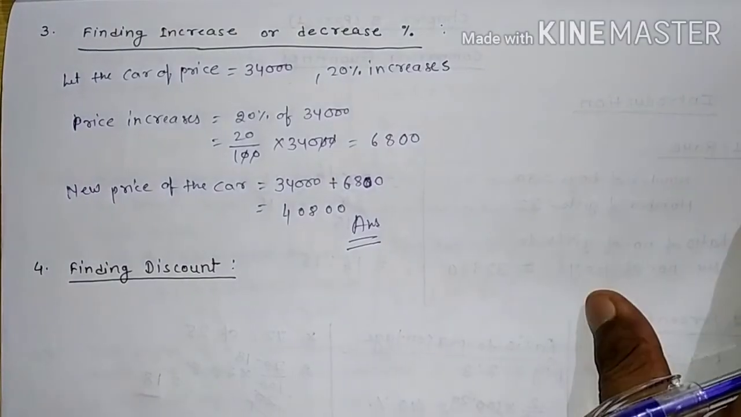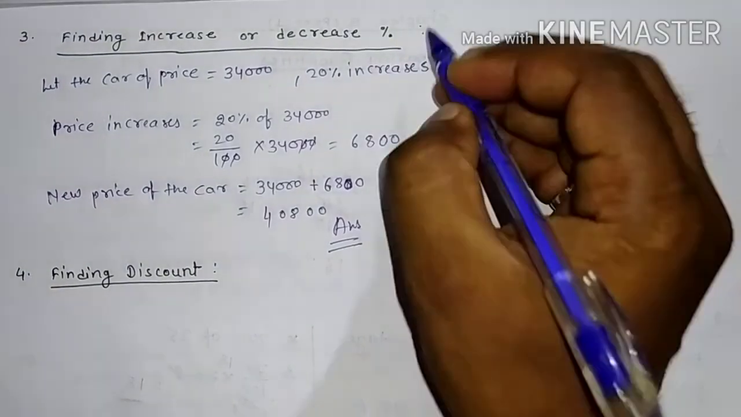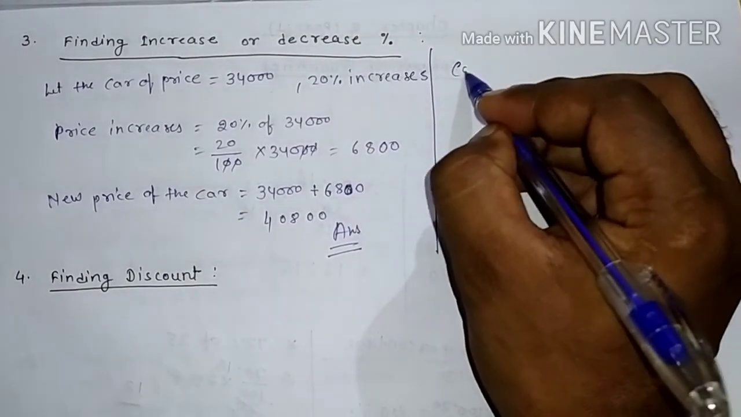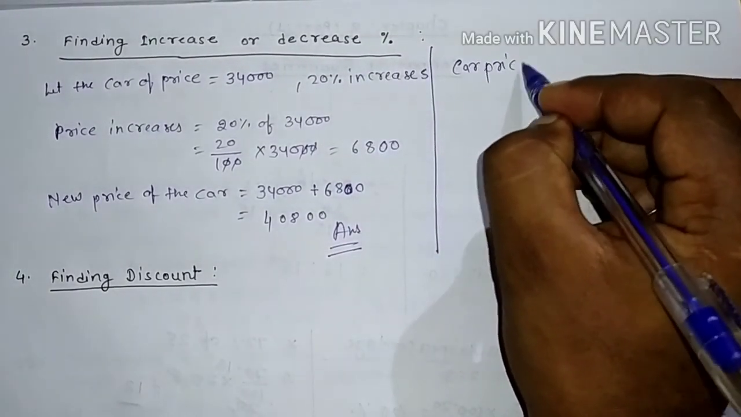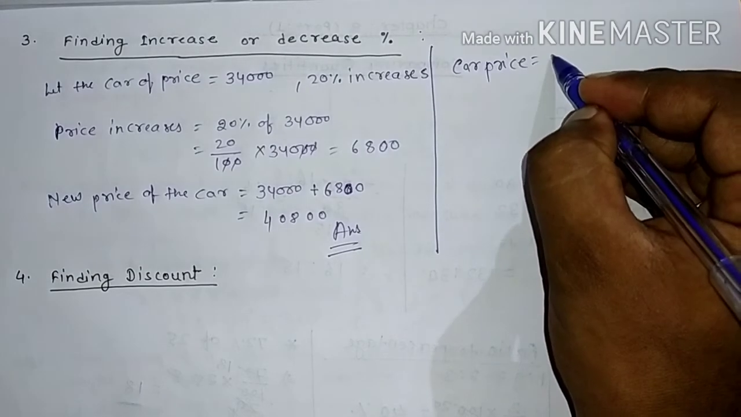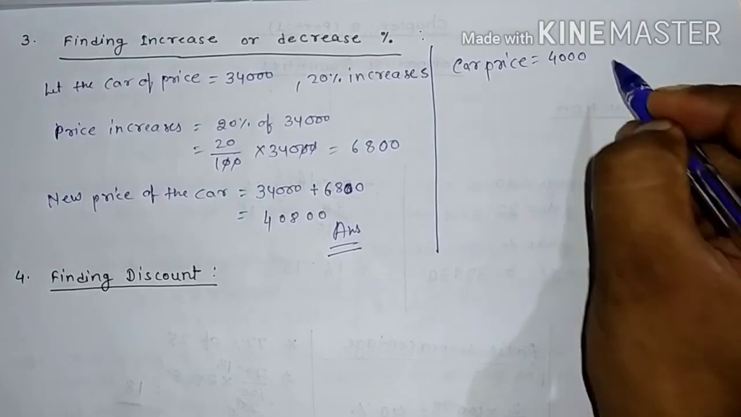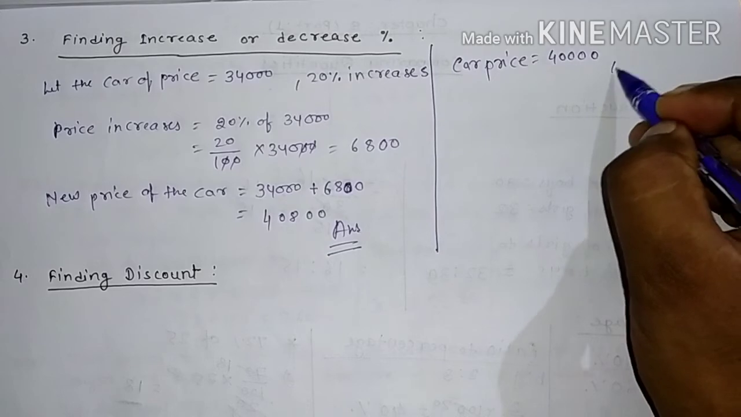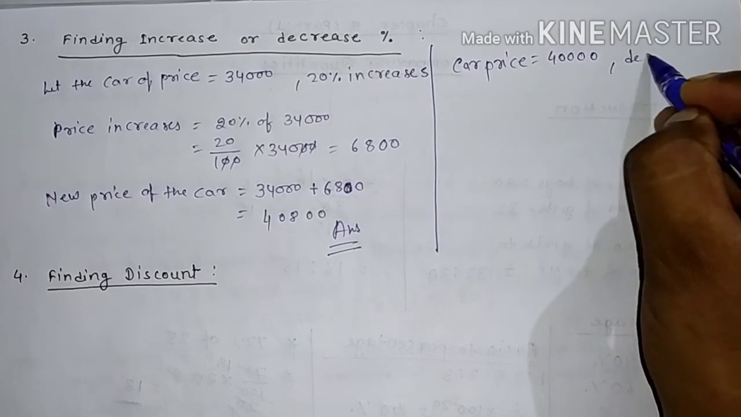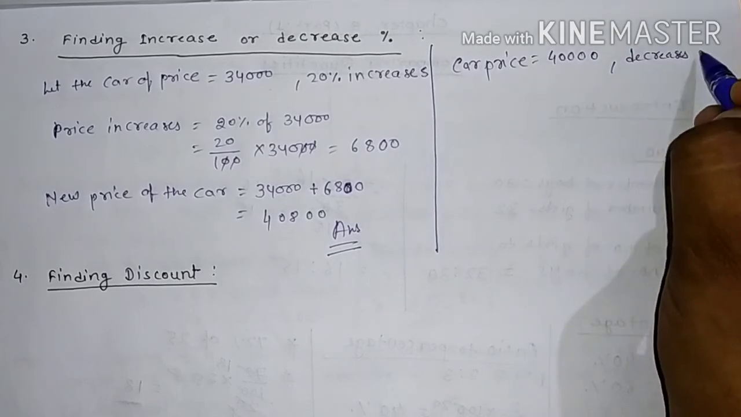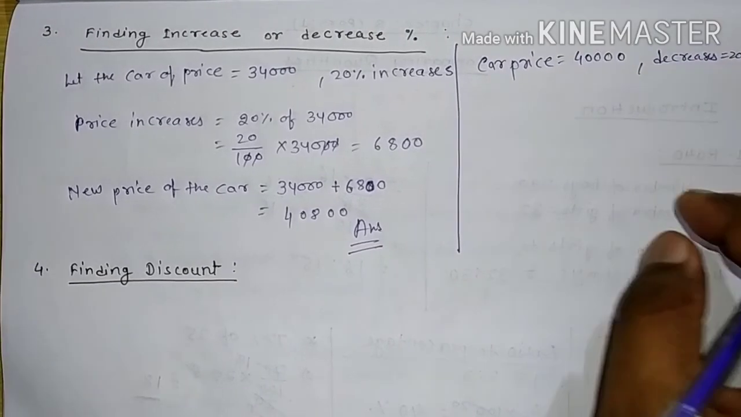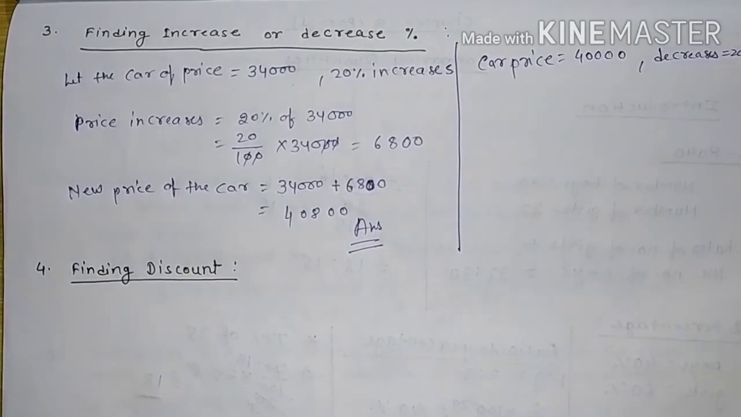Now simply, if the car price is, let's suppose, 40,000, and the car price decreases 20%, here we have to find the new price of the car.